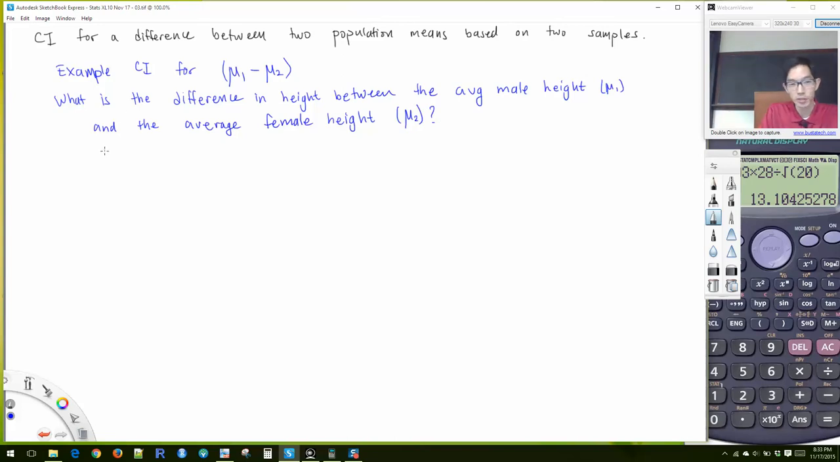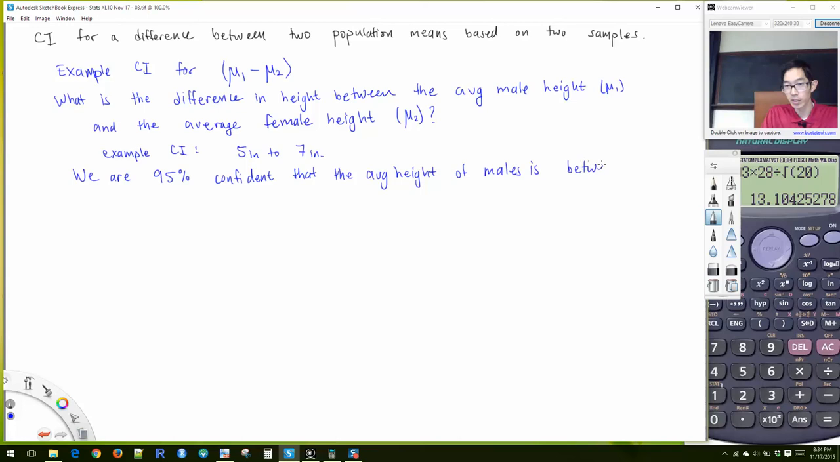And so, you know, just an example CI could be 5 inches to 7 inches. And we would say we are 95% confident that the average height of males is between 5 inches taller and 7 inches taller than the average height of females.